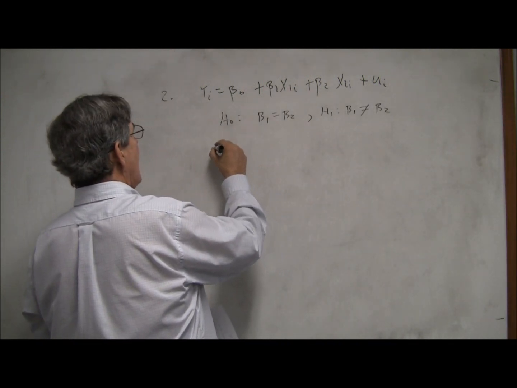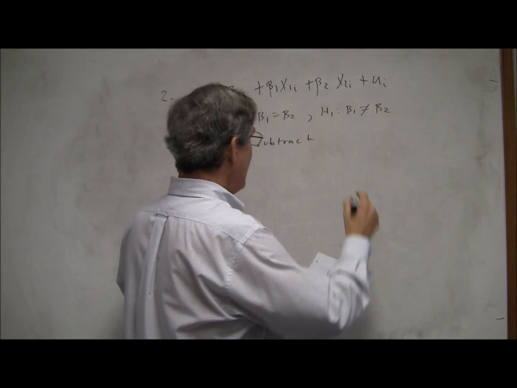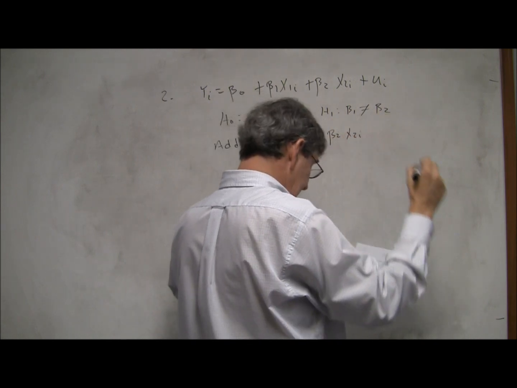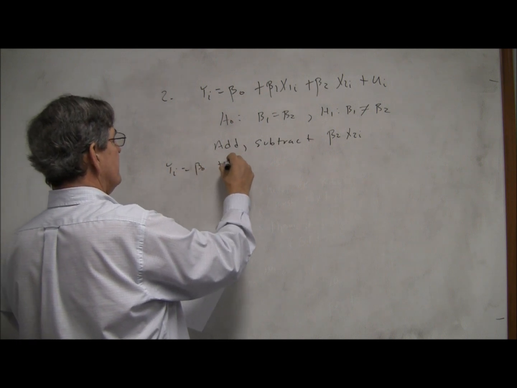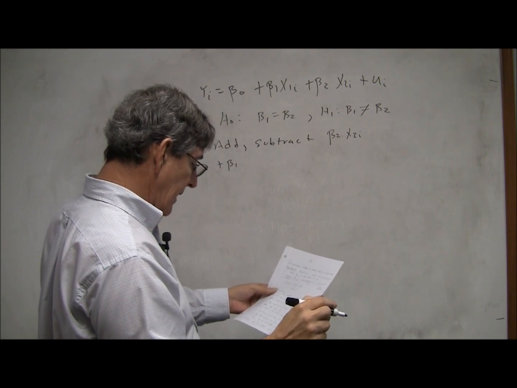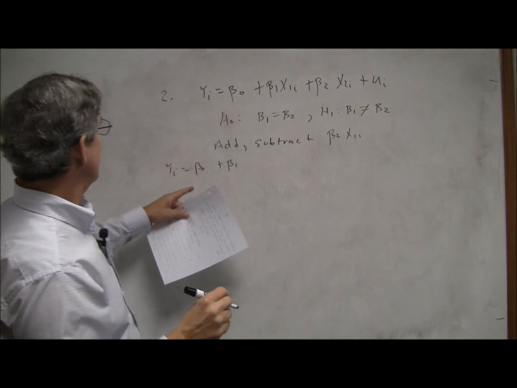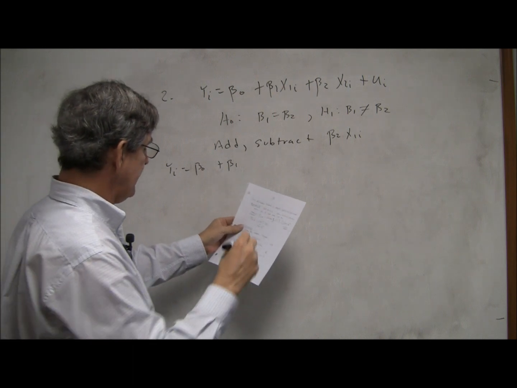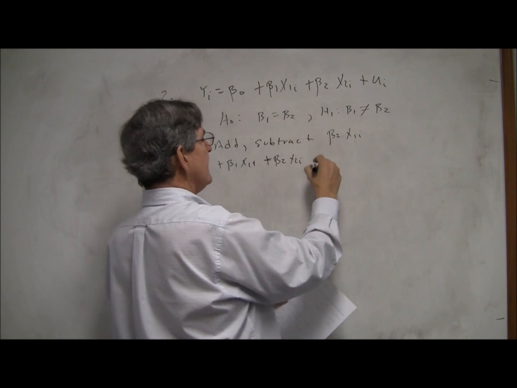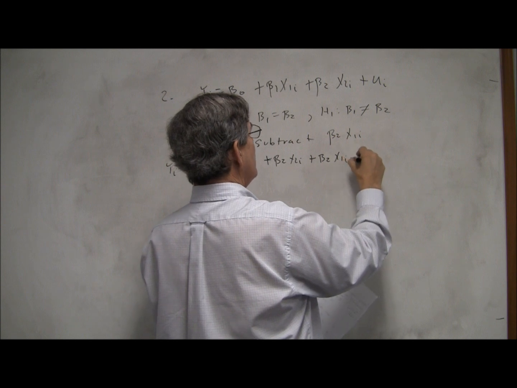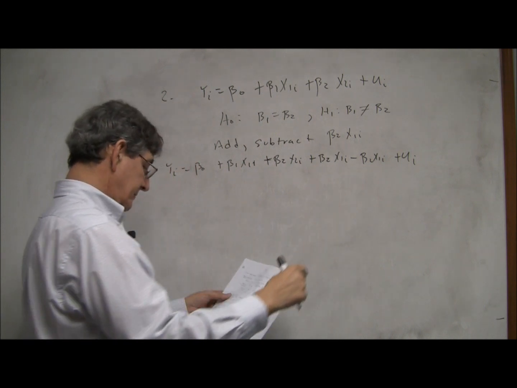What you're going to do in this case is add and subtract beta 2 x2i. So I'm going to write this as yi equals beta 0 plus beta 1, I'm sorry, I meant x1i. Literally beta 2 x1i. yi is beta 0 plus beta 1 x1i plus beta 2 x2i. Now add and subtract this. Plus beta 2 x1i minus beta 2 x1i plus ui. So I've just added 0 to the model.